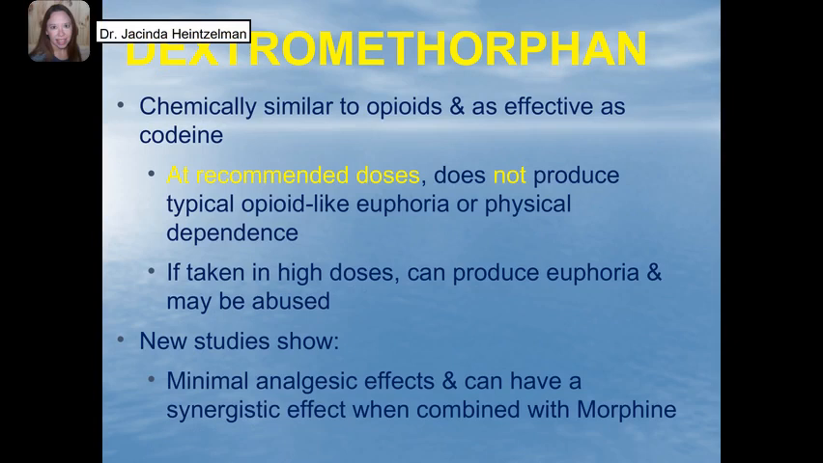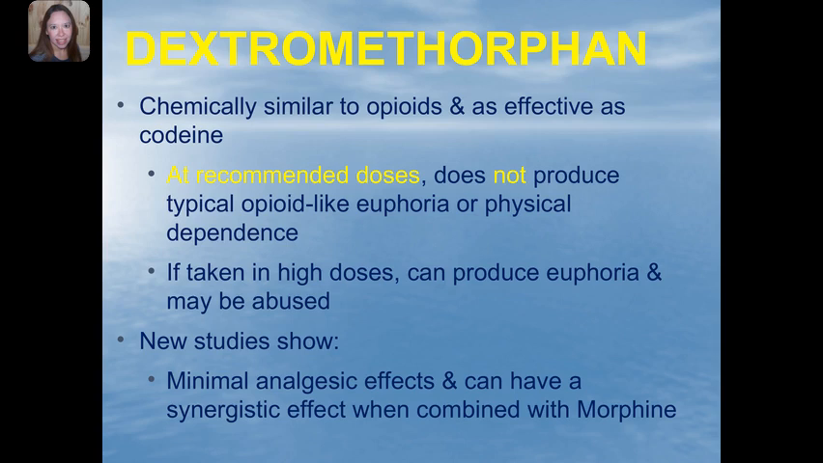Why is dextromethorphan used more frequently? Again, over the counter is one of the reasons. Another reason is it works very well as a cough suppressant. How exactly it works is it is chemically similar to the opioids, and it does work as effectively as codeine to suppress the coughs. When it comes to using this medication, if the patient is using the recommended doses, it's not going to produce the opioid-like euphoria or any physical dependence. But if the patient takes the medication at high doses, it can produce euphoria and it may be abused.